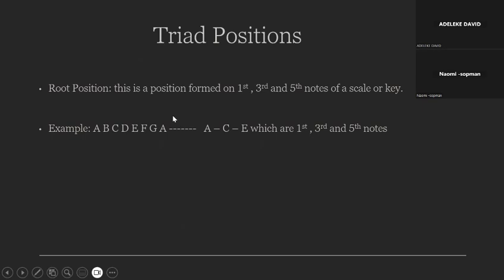So when we say write a triad of this scale in root position, the tonic triad, it means that you're only writing A, C, E, which are the what? The root position: the first, the third, and the fifth note.